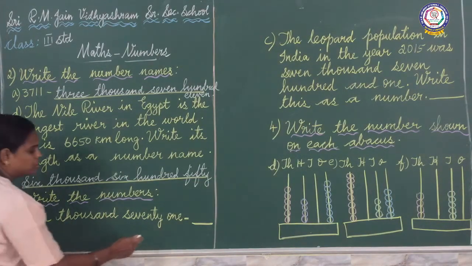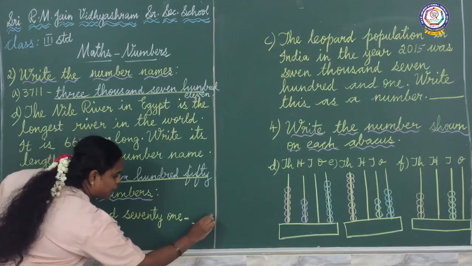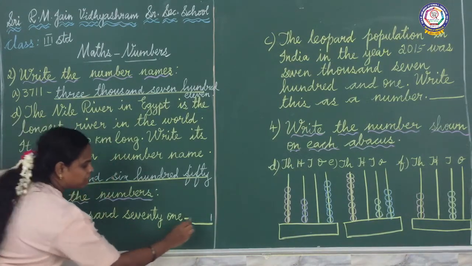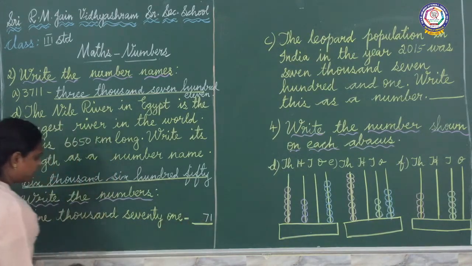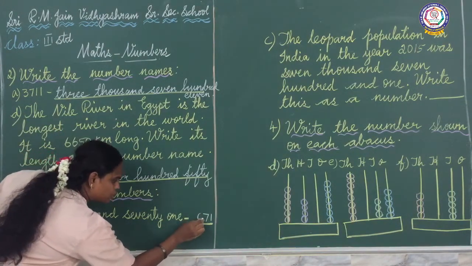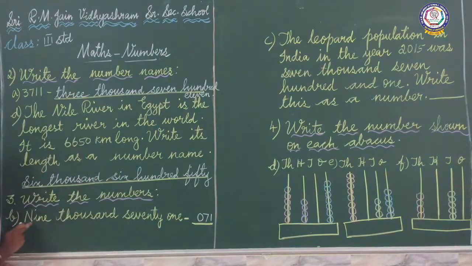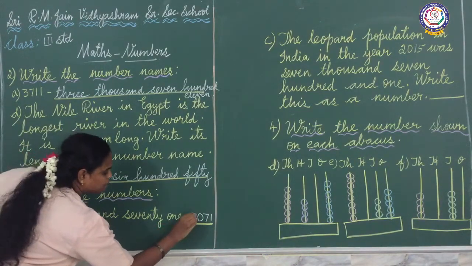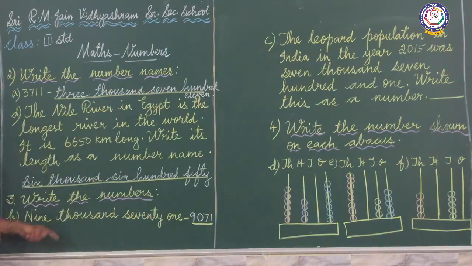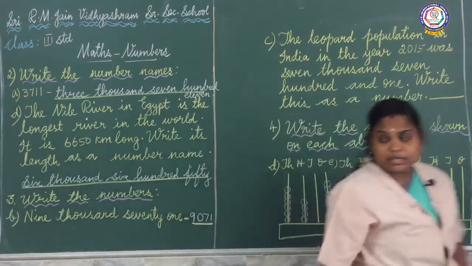Okay, so 71. 1 in ones place, 70, so tens place 7. Then hundreds place they didn't give, so what have you tried? 0. Then thousands place 9. So what's the number? 9071.